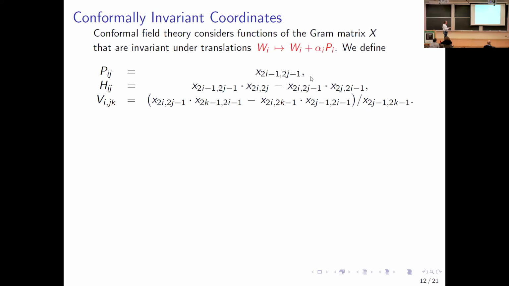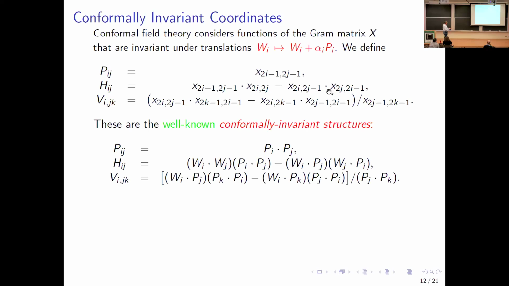Hij is this expression, which is in terms of dot products. It turns out these Hij's are certain 2 by 2 minors of my gram matrix. That's also invariant. And then there are these rational functions, the other 2 by 2 minors divided by some other entry, spelled out here in terms of dot products. That's also invariant. The physicists call these the well-known conformally invariant structures.